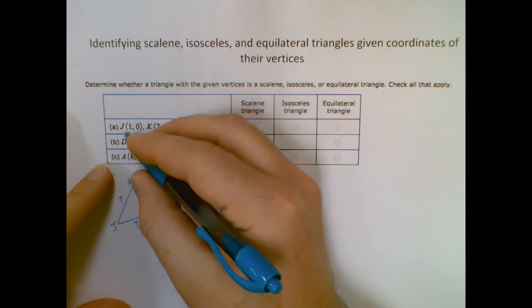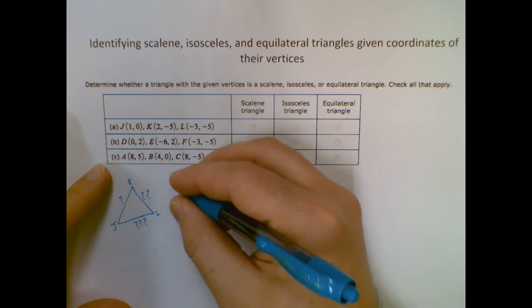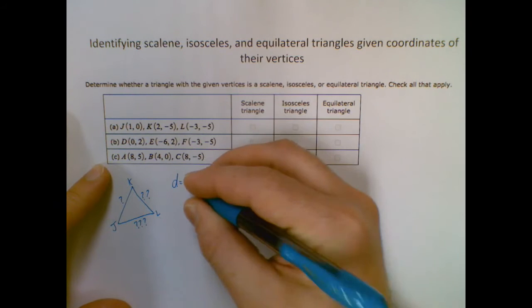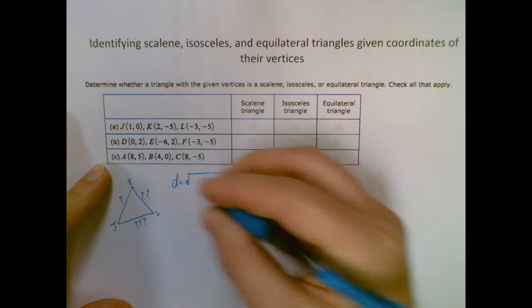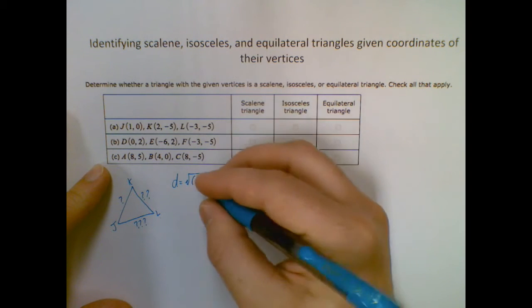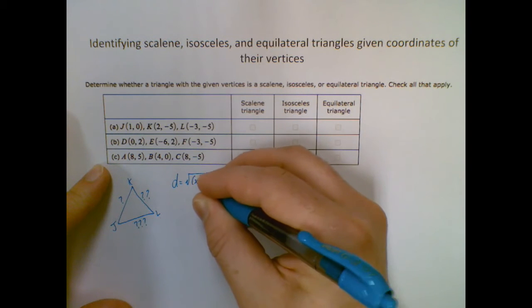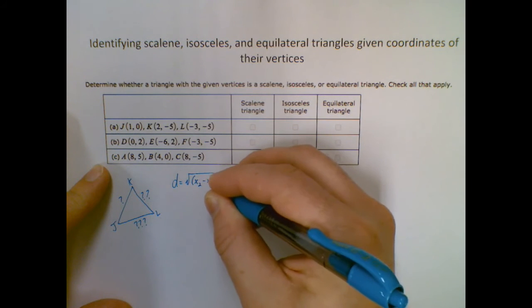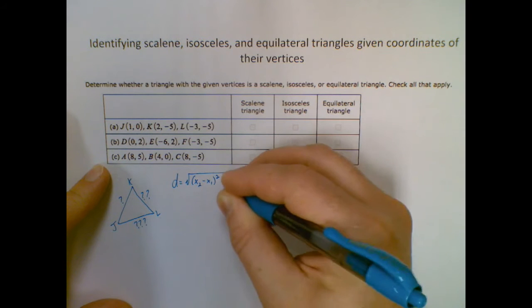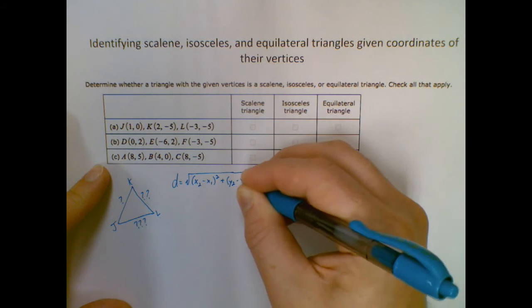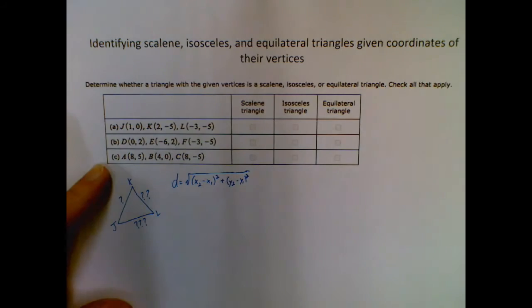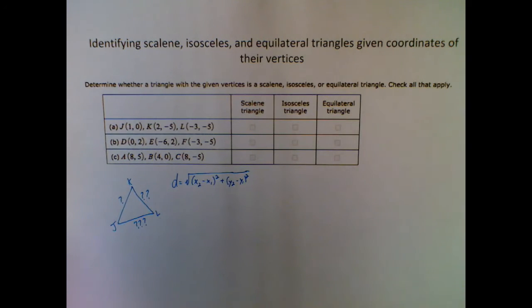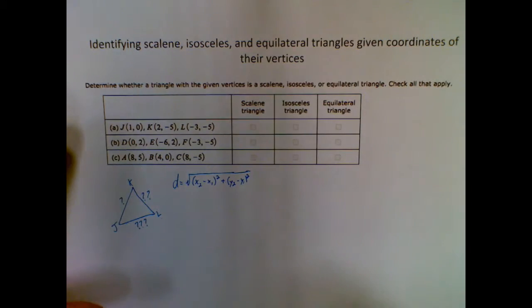All right, so I need JK as my first one. The distance formula is going to be the square root of the differences in the x's, it doesn't matter which one you do first, squared, plus y2 minus y1 squared. Because remember, this is really just an application of the Pythagorean theorem. So don't forget your squares in there.